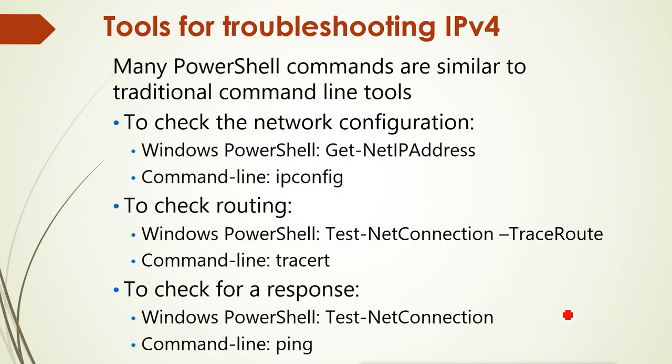Many PowerShell commands are similar to the traditional command line tools. So to check network communication, what do we run? Get-NetIPAddress, the same as what we do with ipconfig in the Windows command line. To check the routing, we run Test-NetConnection with traceroute. In the Windows command shell, you can run tracert, so tracert is the same as this PowerShell command. To check for a response, we use Test-NetConnection, like the ping command. So these commands are the same in PowerShell.